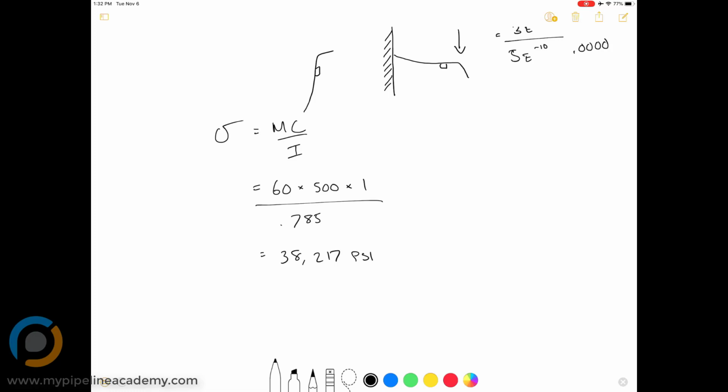And we said before that our yield strength is 39,000 PSI. So it looks like our bending stress is just barely less than our yield strength, which I didn't plan, but that's how it worked out. So we're good, just barely. We're pretty close to plastic deformation, but not quite there. Still within the safe region. And that's how you calculate bending stress.